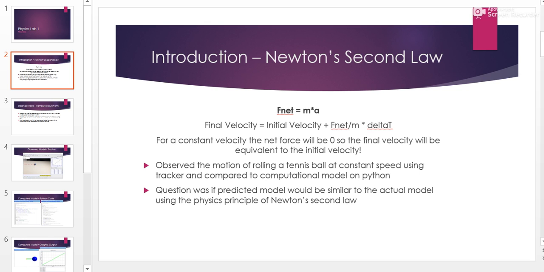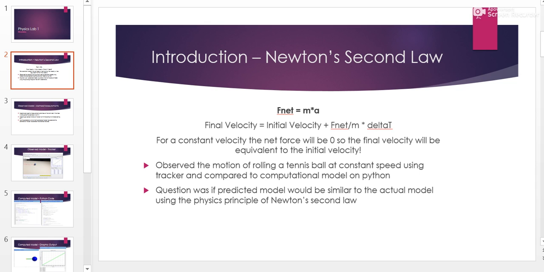Newton's second law tells us that the net force is equal to the mass times acceleration. And another equation that's really important in this experiment was that the final velocity is equal to the initial velocity plus F net over m times delta t. And in this case, for a constant velocity, the net force will be 0. So the final velocity will be equivalent to the initial velocity.